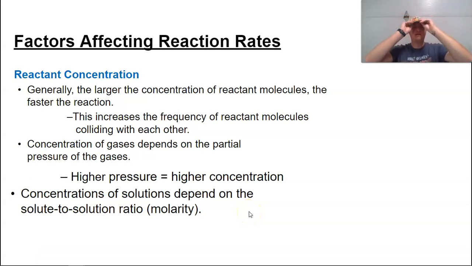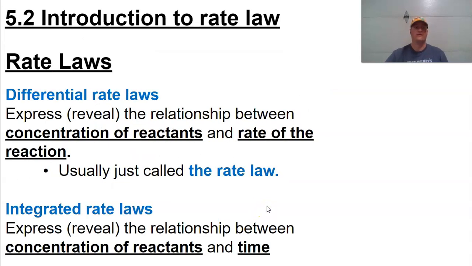All right. We are looking at now, there we go, Introduction to Rate Laws. This one's a biggie, but it's a goodie, and it's a very important concept in this Unit 5. So rate laws, there's two different types, differential and integrated.